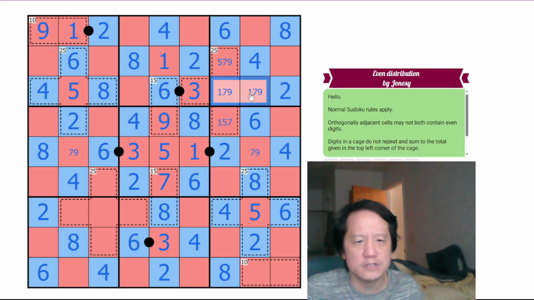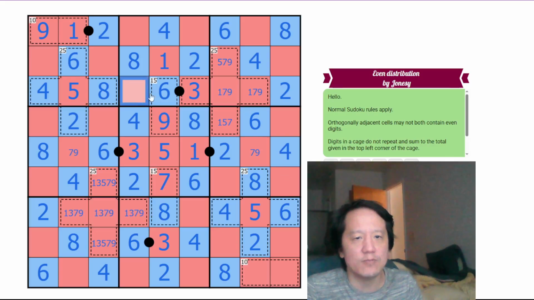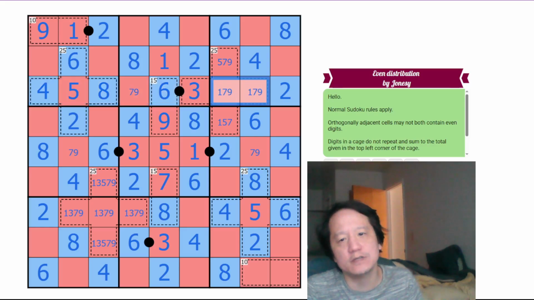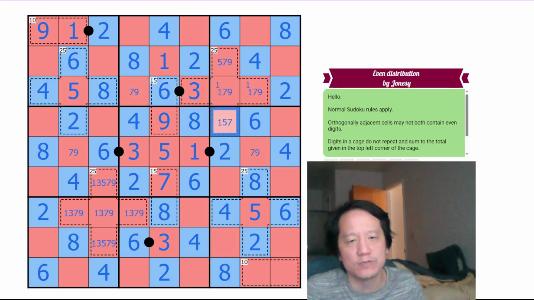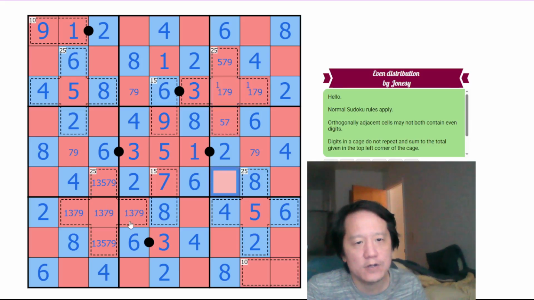We have a guaranteed, so this must be 1, 3, 5, 7, 9 here. 5 cannot be here. No 5 here. This can't be 1 here. So remaining digits in row 3 are 1, 7, 9. We are guaranteed a 1 here, so that eliminates 1 in the rest of the cage. So this can't be 1 there.